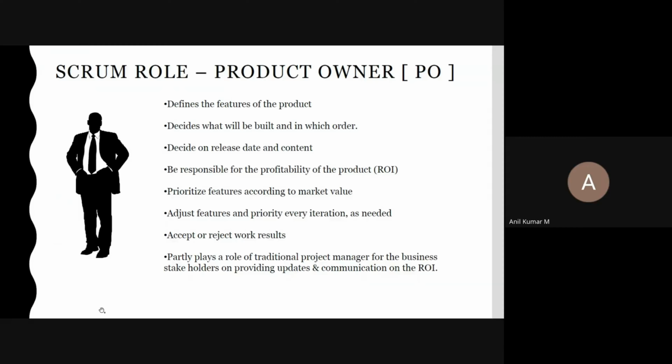The next one, accept or reject work results, and partly plays the role of a traditional project manager for the business stakeholders, providing the updates and the communications on the ongoing work. That means the product owner is going to be updating things to the client. He's the boss.